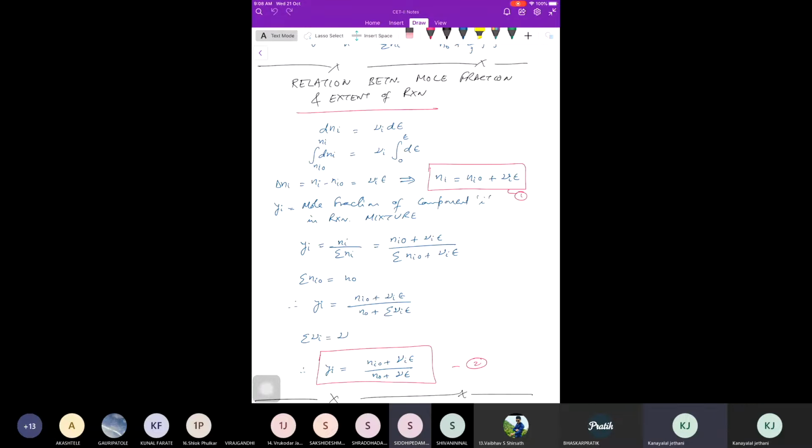Sir, maybe the reaction takes place till that extent, like equilibrium criteria. It's not equilibrium criteria. What is the definition? Just give an equation for that. We have seen that equation, right? We have defined what is the extent of reaction or reaction coordinate.